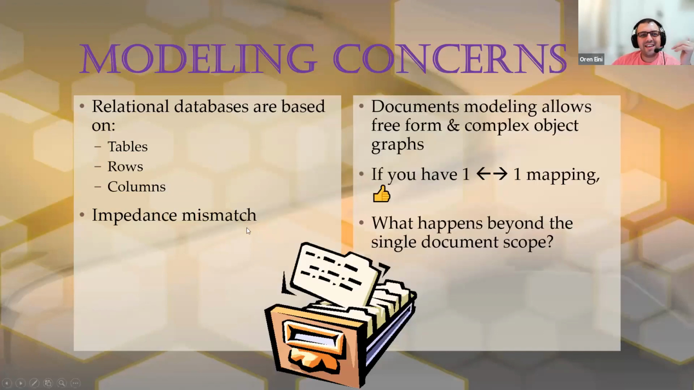Now, this is the surface level. This is the most obvious difference between the two options. When we start talking about modeling concerns in the document database, we realize that this one-to-one mapping is awesome. It frees me from so many complications. And that means that my objects can be as complex as necessary. I don't have to adapt my domain model to the persistent format. But it only goes up to a certain point.